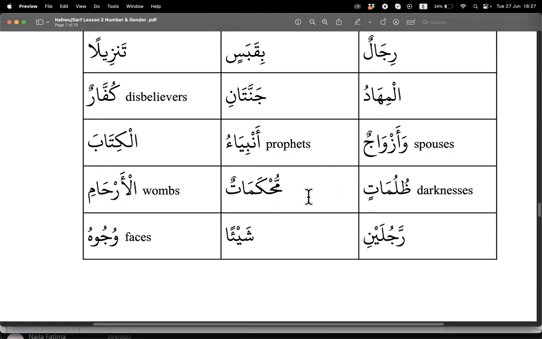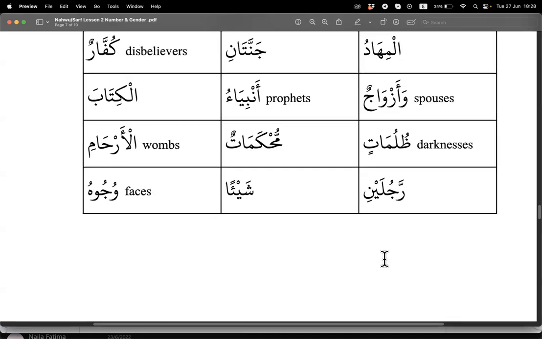Okay, next one, muhkamatun. It's rafa, plural, feminine. Very good. Al-arhami is singular feminine and jar. Very good. Rojulaini. It's nasab or jar. Dual and masculine. Good.